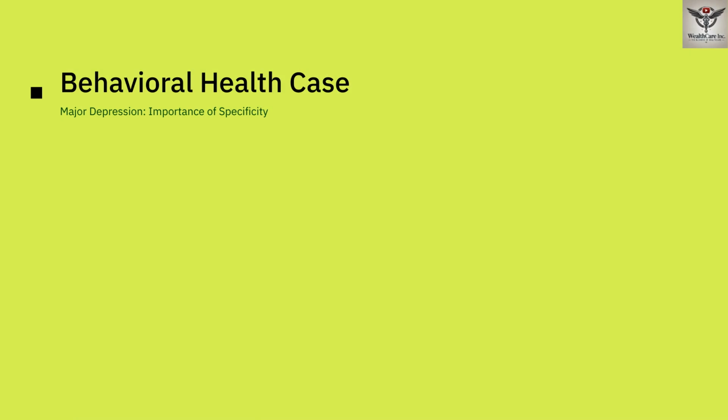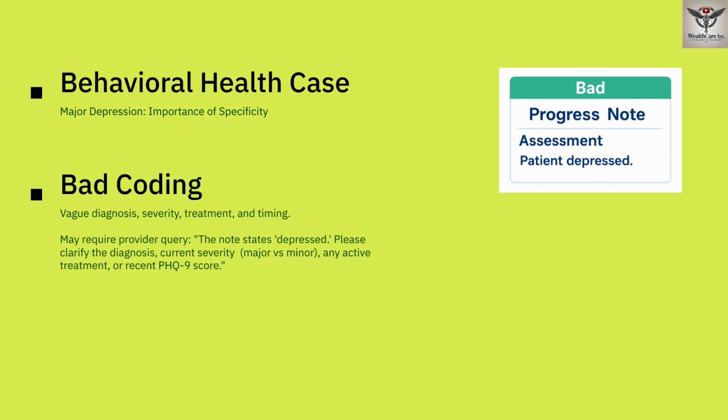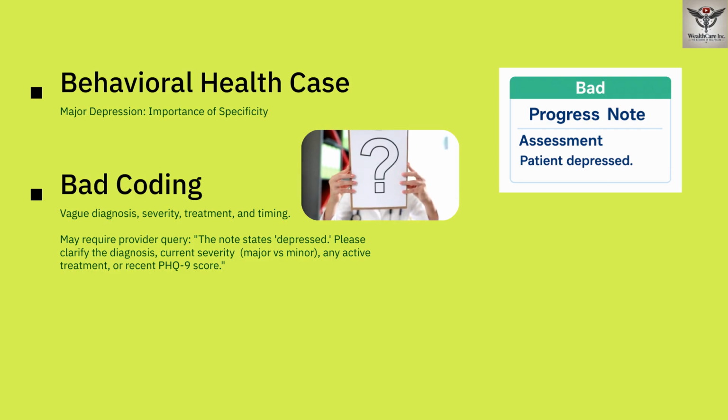In this last example, we see a note that just says patient depressed. This is too vague. We need clear details on diagnosis, severity, treatment, and timing. In this example, you may query the provider, but remember to avoid suggesting a diagnosis.